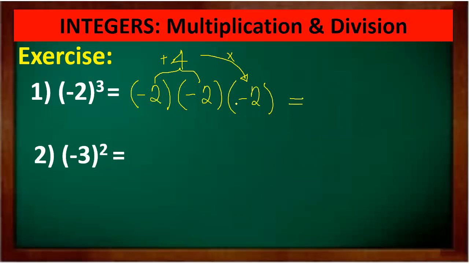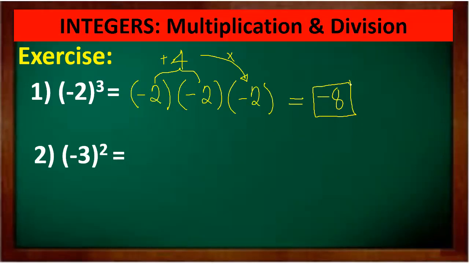So sabi natin, pag unlike signs, ano maging answer natin? It will be a negative. Okay? So therefore, ang answer natin ay negative. So 4 times 2 is 8. So therefore, ang sagot natin ay negative 8.